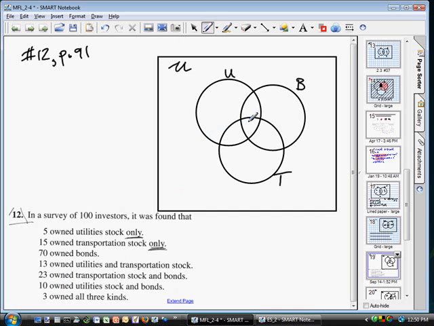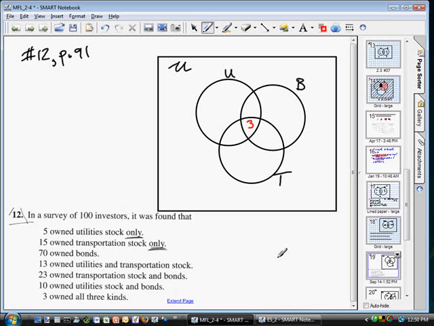3 owned all 3 kinds. So we're going to begin by putting that in position. You see that? Isn't that the only place where all 3 circles overlap? Now, work your way up.